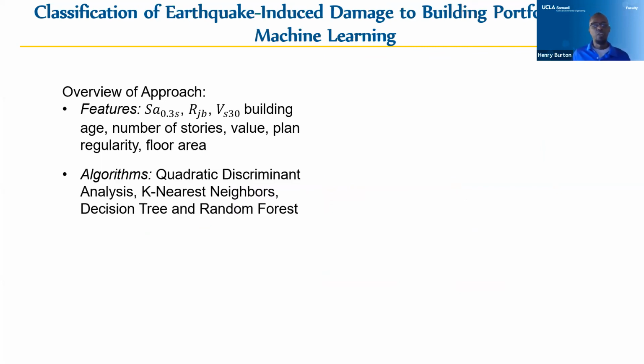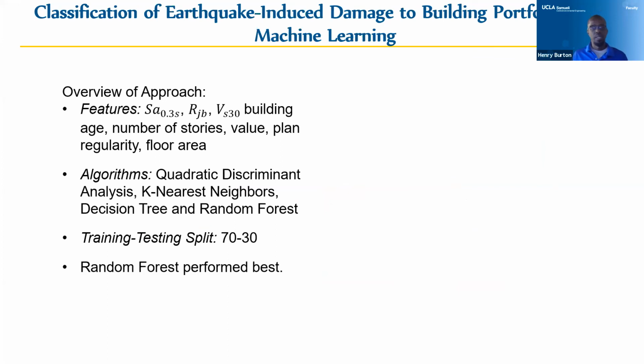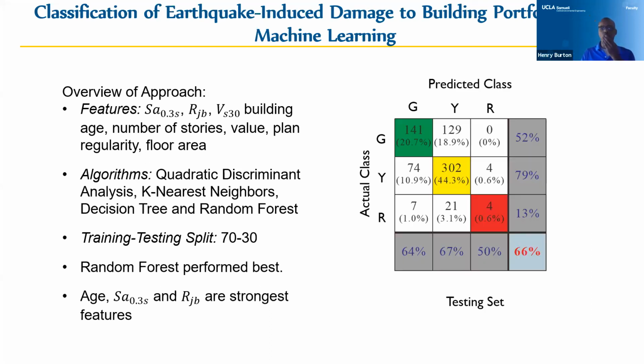We looked at a few different models to see which of them work best. We did our training-testing split as we always do. The random forest model, which I described earlier, performed the best. And the strongest predictors, as you might expect, were the spectral intensity, the Joyner-Boore distance, and the age. So this slide shows the results from the testing data set.